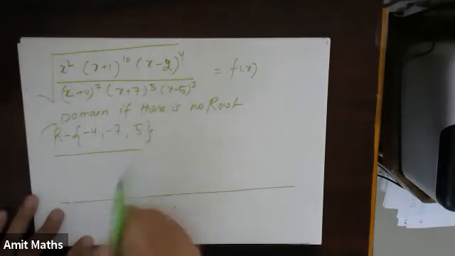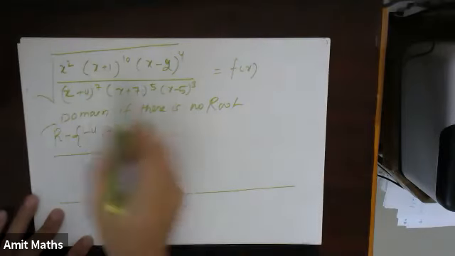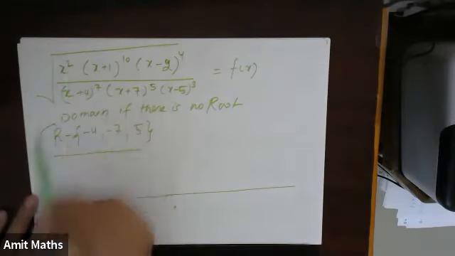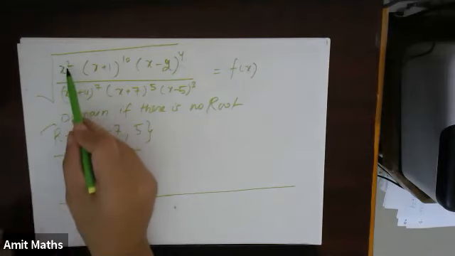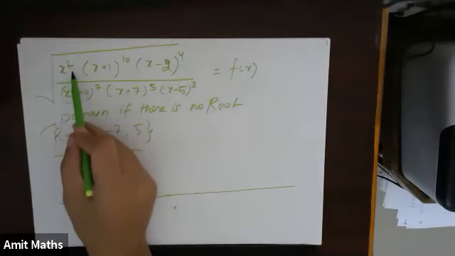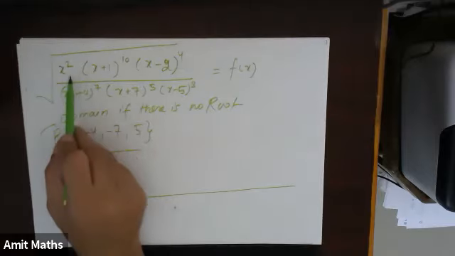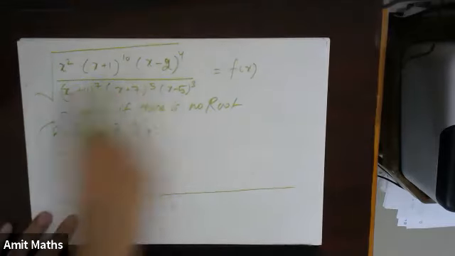Even or odd. Remember, it does not matter what the even power is. It can be 2, 4, 10, 12, 16, 100, 1000. We are not bothered about the value. We are only bothered about the even or odd nature of the power.